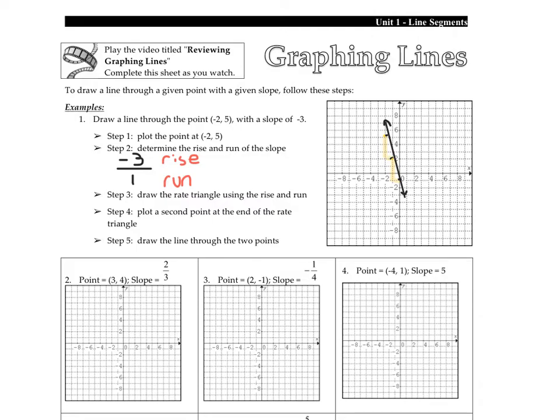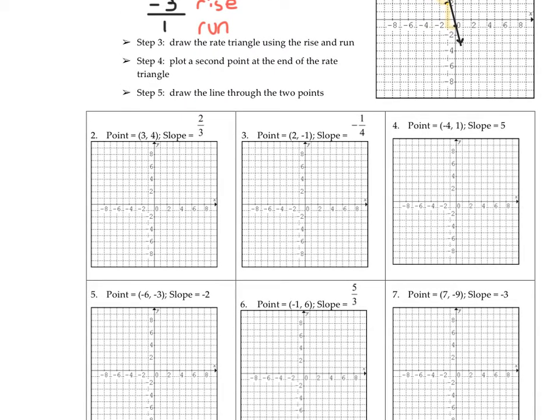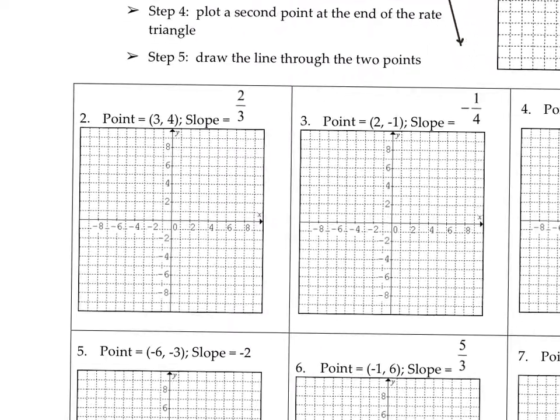Let's try example 2. Okay, so for number 2, our point is at 3, 4, and our slope is 2/3. So I'm going to go ahead and plot my first coordinate. Okay, and then I'm going to look at my slope, 2/3. That means we're going to rise 2, so go up 2, and we're going to run 3 to the right. So I'm going to go to my point, and I'm going to go up 2, and I'm going to run 3. And I'm going to plot that next point right over there.